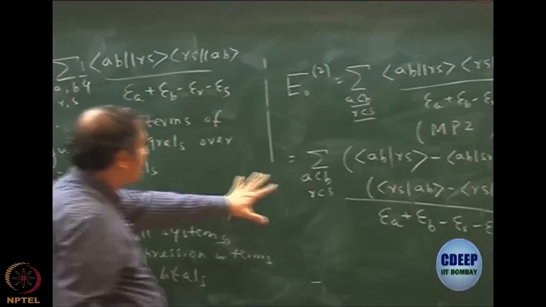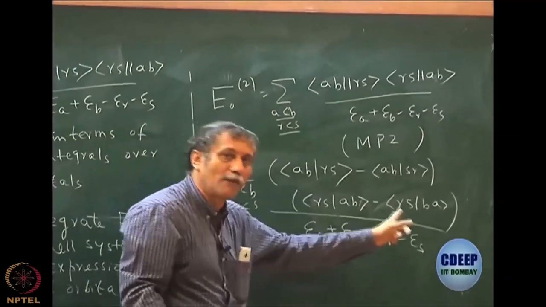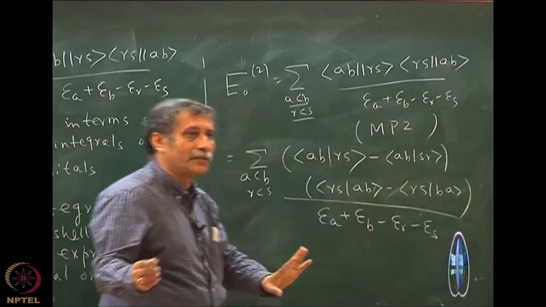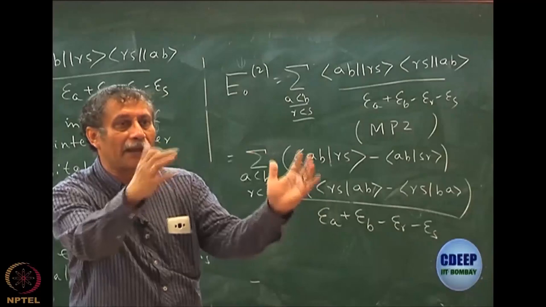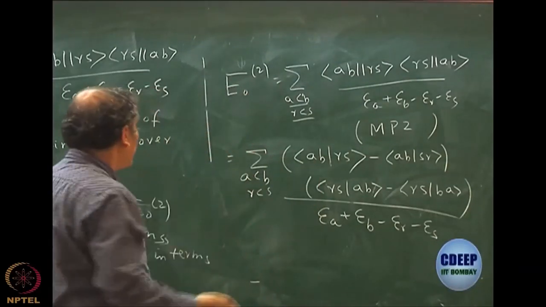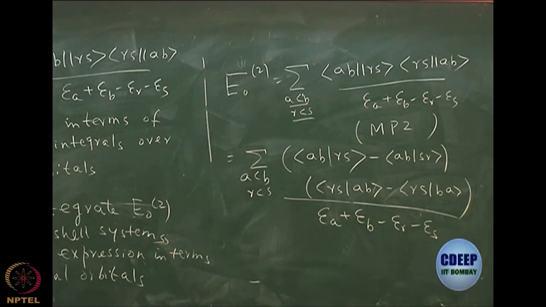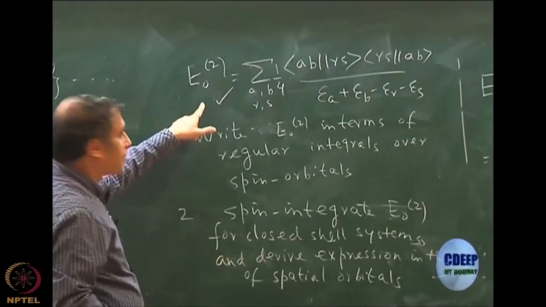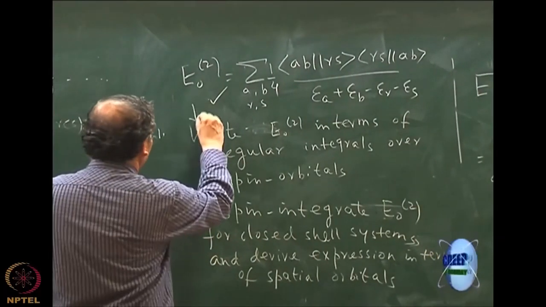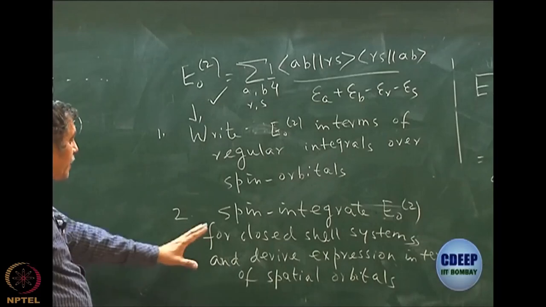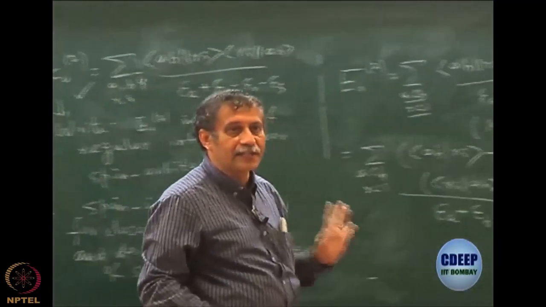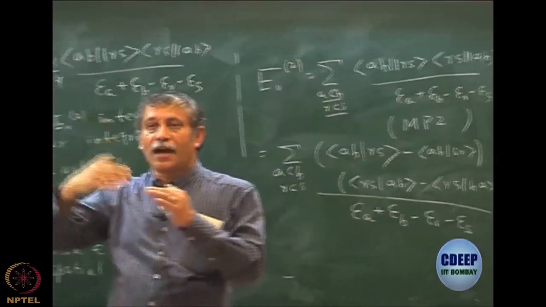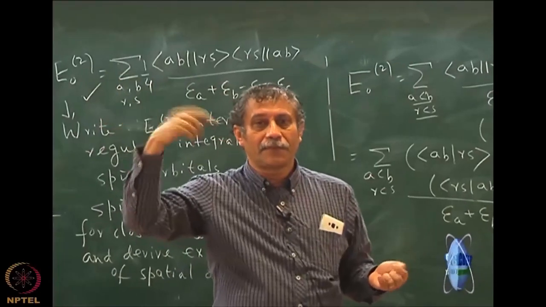So I have not completed this, because I have written just the long form. So simplify this by recognizing that there are two sets of terms. One is like the regular Coulomb kind of thing, one will involve an exchange in the 2V. So first write this, but before that you use this expression. So start from this expression, it will be easier to write. Starting from this expression, do this one, and then eventually spin integrate, and write everything in terms of spatial orbitals for closed shell systems. So your summation for A and B will then become N by 2, and for R and S will become M minus N by 2. Summation index will also change.